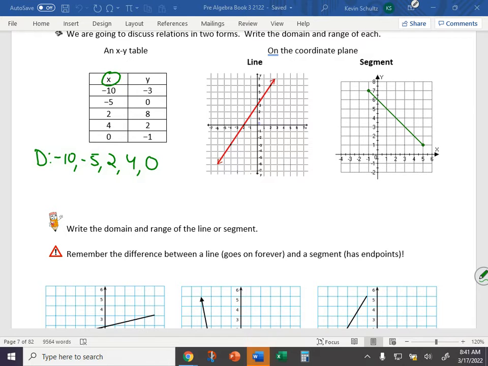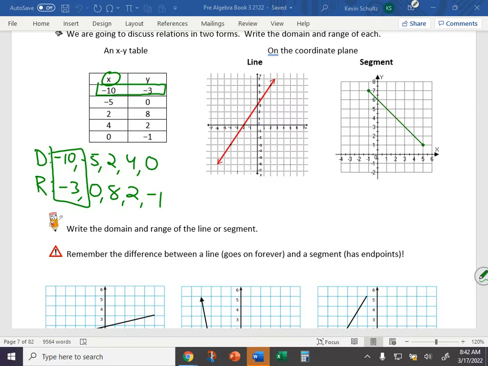Same thing for the range. The range is going to be the y values. Negative 3, 0, 8, 2, negative 1. Just list it out. Should it be in order? They should be in order. Yep. So that you can match up with the ordered pairs, like negative 10, negative 3 is an ordered pair in this relation, so you want them matched up there. So for a table, just list them. They're listed there for you.